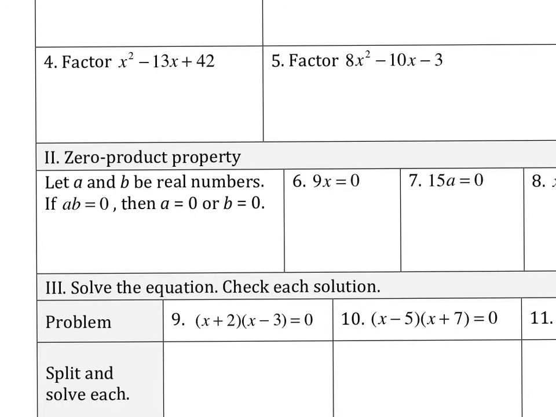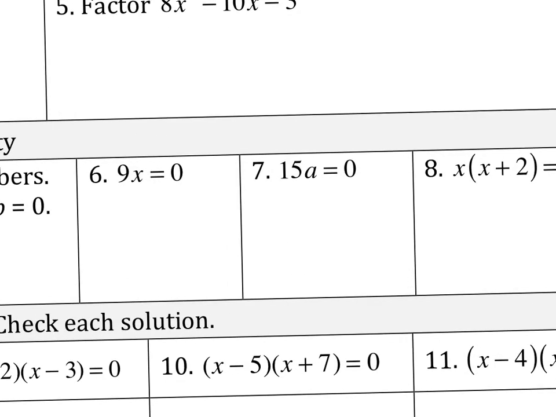So very basically here, if 9x equals 0, what's x equal? It equals 0. Yay, I solved it. Why? Because one of them has to be 0, and in this case, x. Same thing over here: 15a is 0, so a is 0.